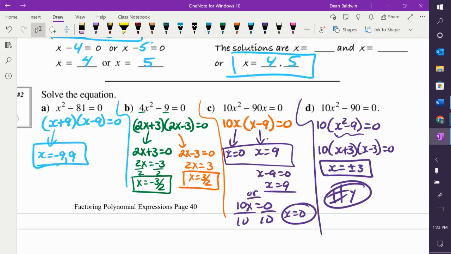Come on, get a strike out. Get a strike out.